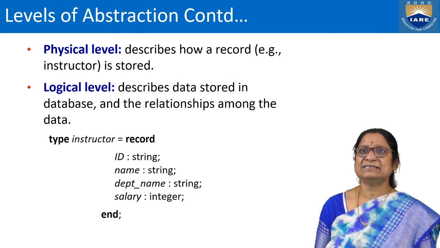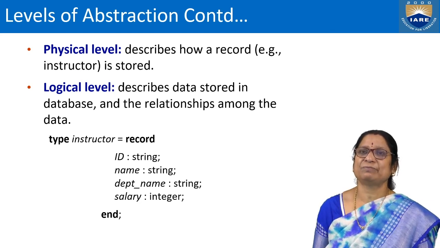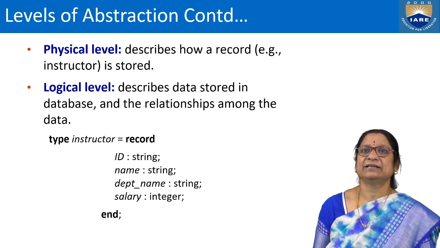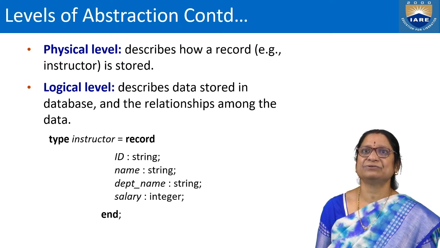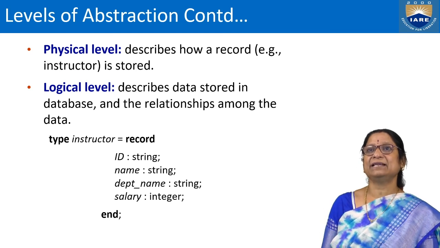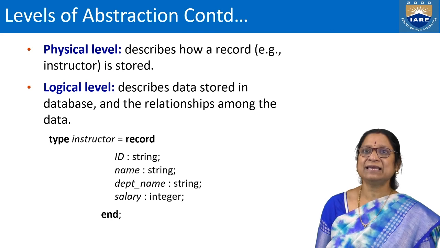That is, the physical level describes how the data is stored. For example, I'll give it with reference to our programming language understanding. All of us know the type declaration, where we declare an instructor as a record having these attributes. But how the record is going to be stored internally, completely, as a block, will be represented at the physical level. At the logical level, the structure of this record is represented: how the data is stored, what attributes are there, and what the type of each attribute is, will be represented at the logical level.